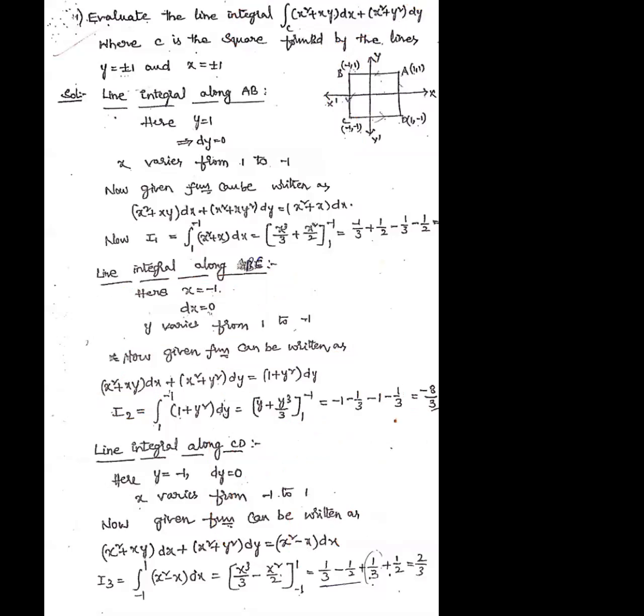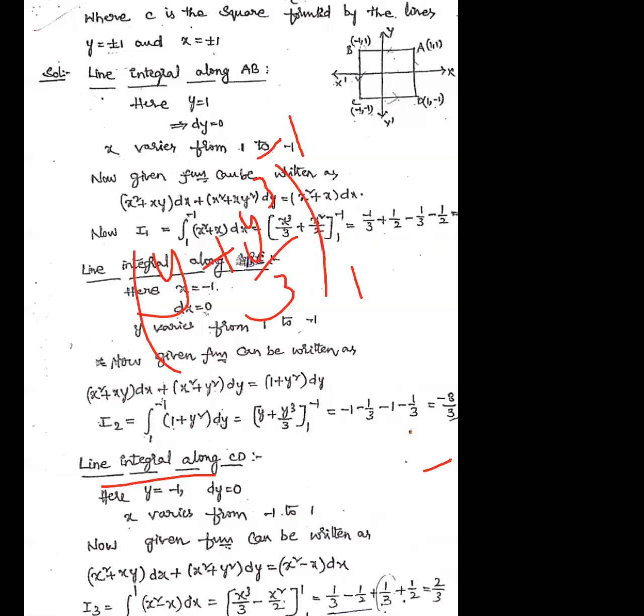So I2: the first line integral I1, the result is minus 2 by 3, and I2 is the line integral of 1 plus y square. Integral of 1 into dy is y, integral of y square is y cube by 3, and substituting the limits, lower limit 1, upper limit minus 1, we calculate these values and get the answer minus 8 by 3. So minus 8 by 3 is the second line integral value. Similarly, we calculate the line integral of CD.